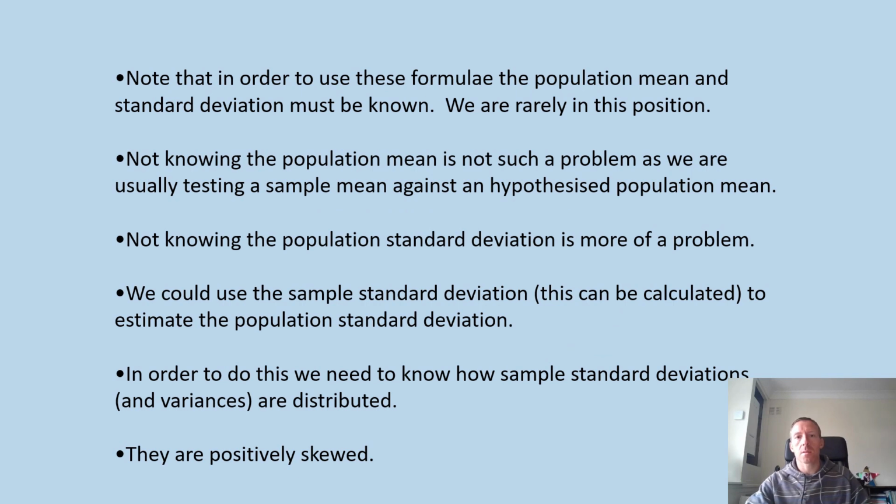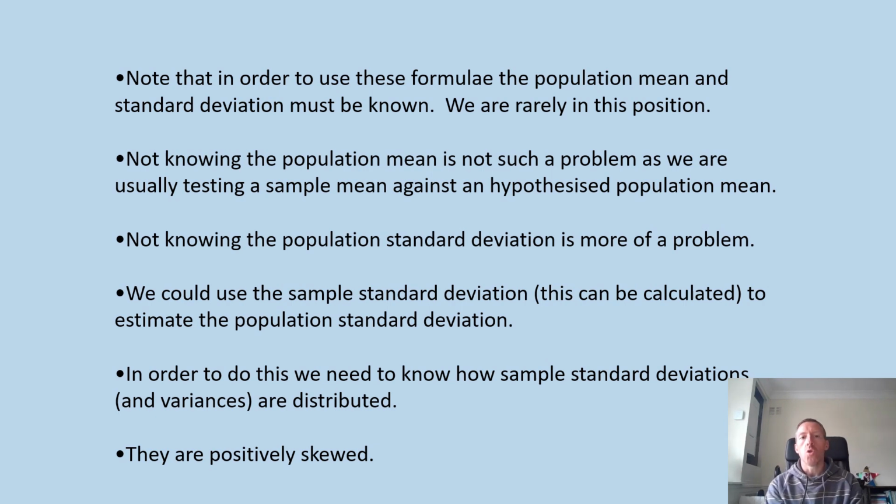That problem is, in order to use that particular Z-score formula for working out group means, the population mean and the standard deviation must be known. And we rarely know what mu and sigma are. We're rarely in a position where we know what the population mean is and the actual population standard deviation.